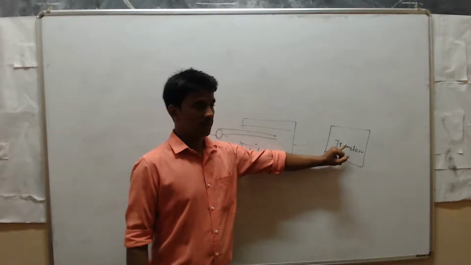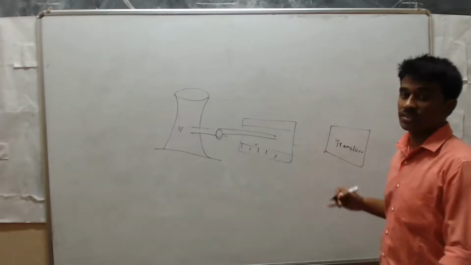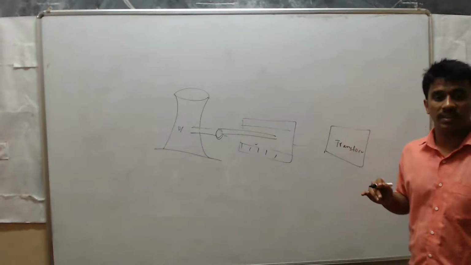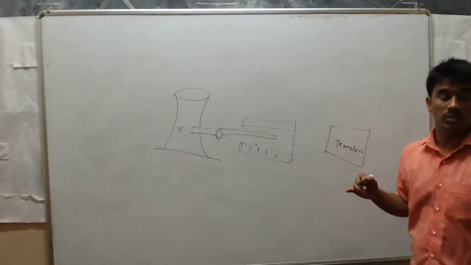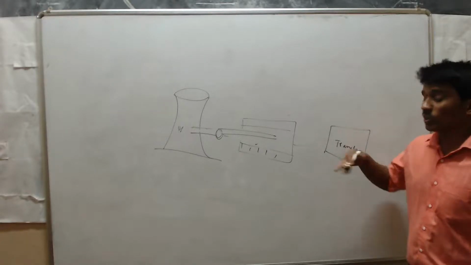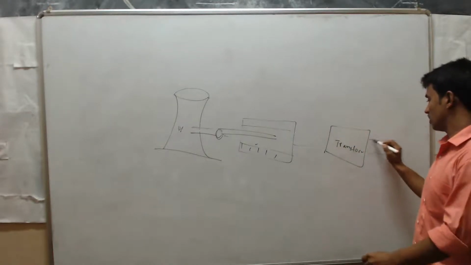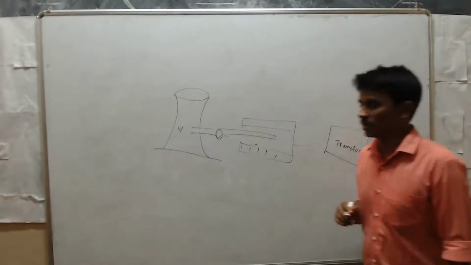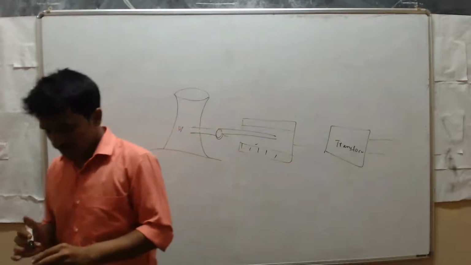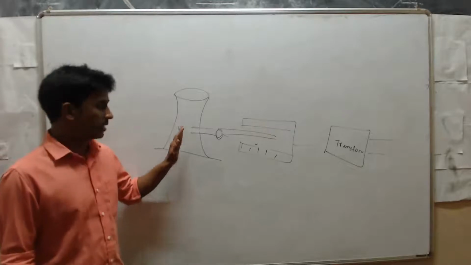Here we are using a transformer just to increase the voltage, because the voltage from the generator is a little bit less, and we need a huge amount of voltage. That's why to increase that voltage we use a transformer, so that we can pass it to the main lines. Later we can pass it to other areas, for homes, etc.